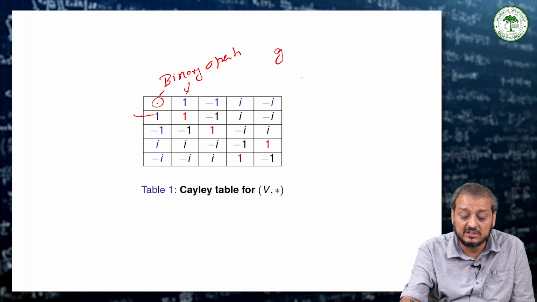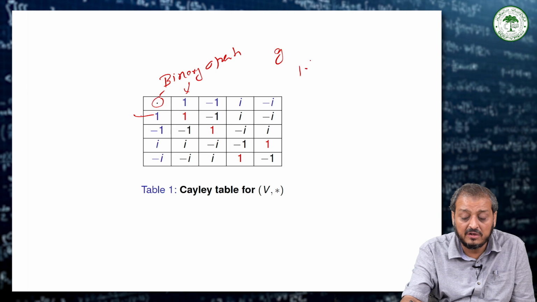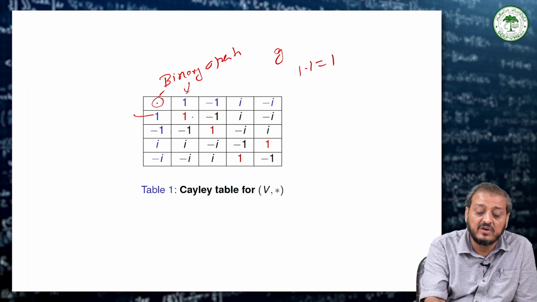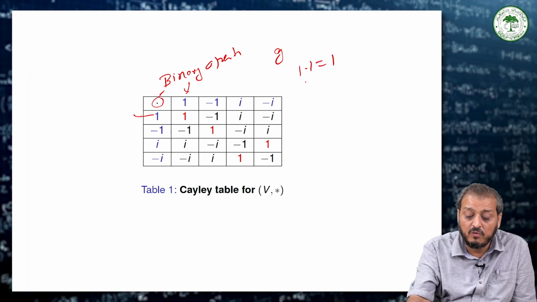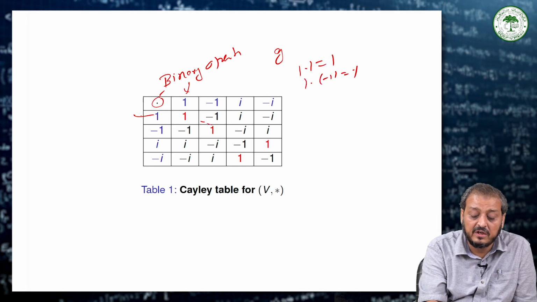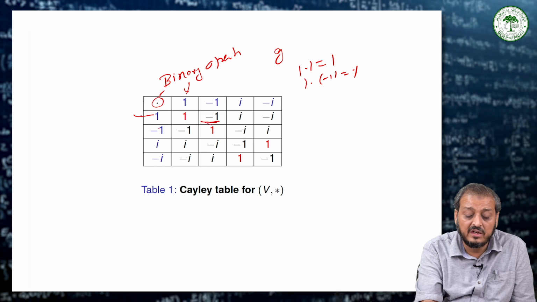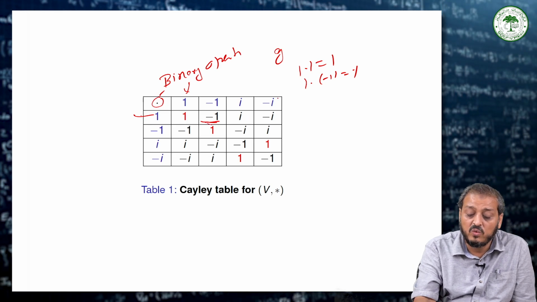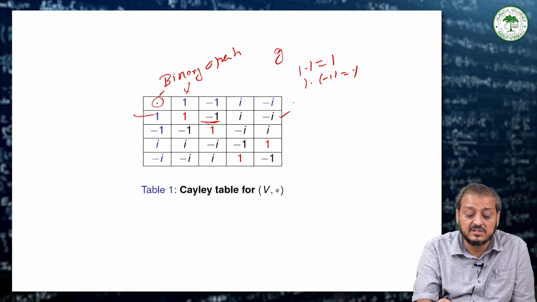So we can say that 1 under multiplication with 1 is equal to 1. So that is why it is 1. And then we have 1 multiplied by minus 1, we get minus 1, that is we write minus 1. And then again 1 times i is equal to i, 1 times minus i is equal to minus i.